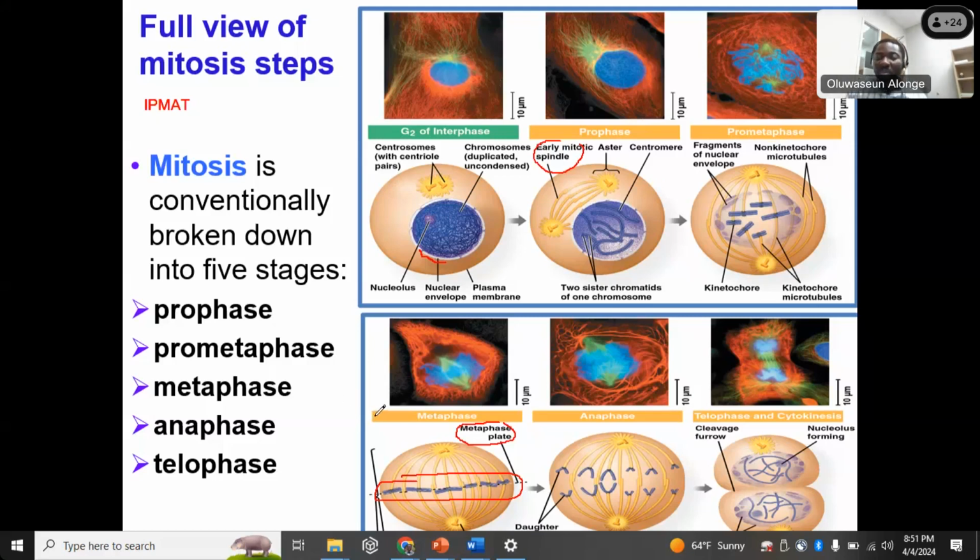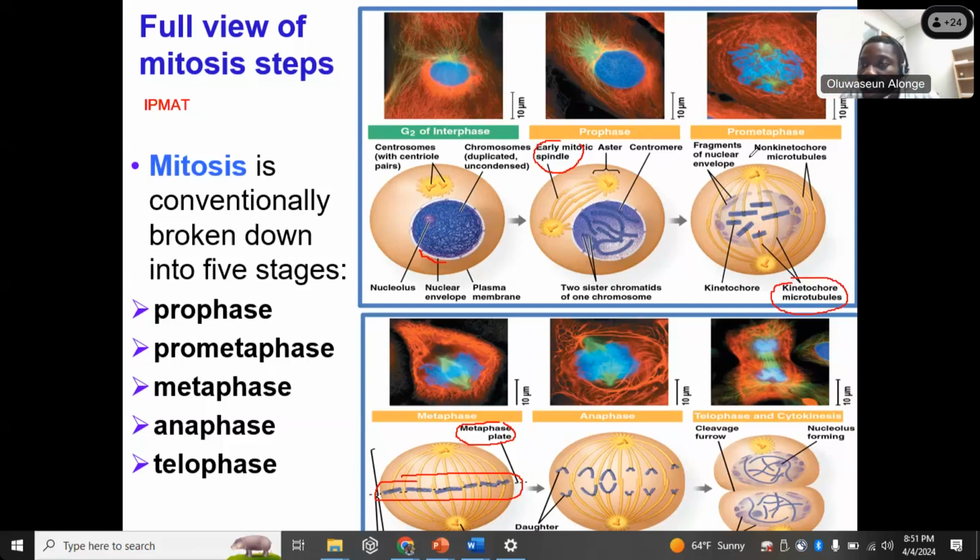Now, what happens in metaphase? At metaphase, the chromosomes are arranged at the middle. You see the chromosomes are connected to the spindle fiber, and there are some spindle fibers that we call kinetochore spindle fiber or kinetochore microtubule. If you look at this here, you will see kinetochore microtubule here. What that means is that they are connected to the kinetochore. What is the kinetochore? Kinetochore is a protein that holds the chromosome together. It's called kinetochore. It's a protein.